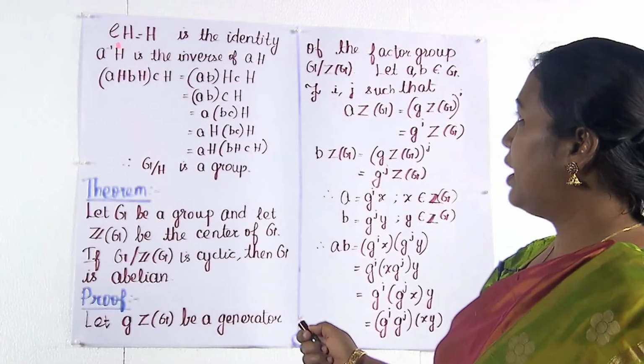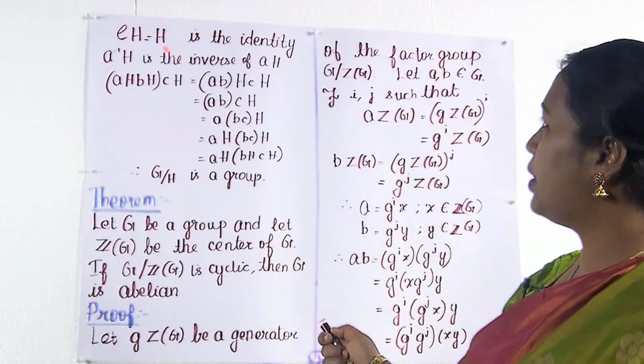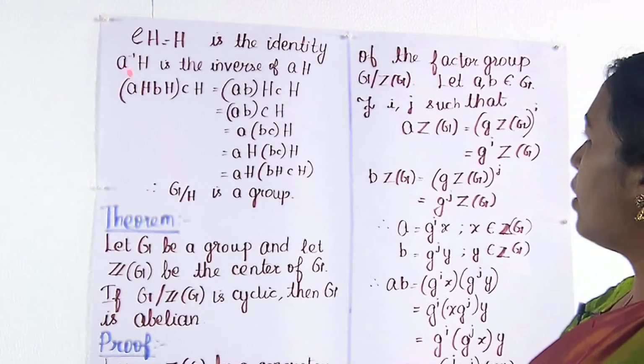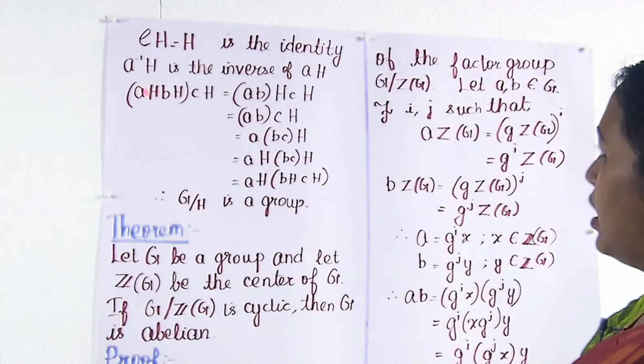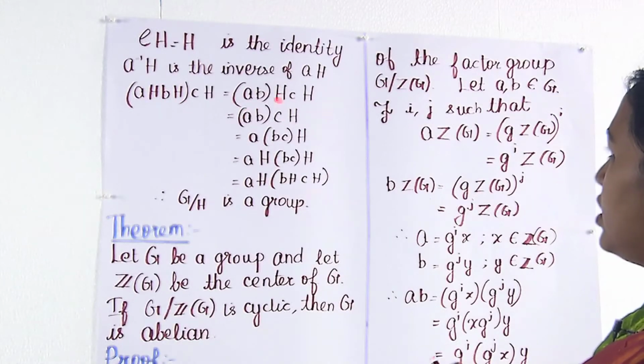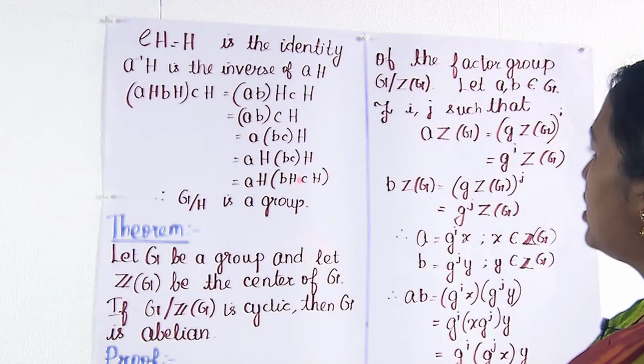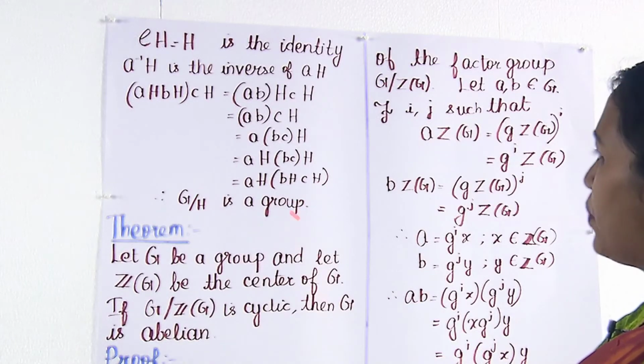Now, for this group G/H, clearly eH is equal to H is the identity element, a inverse H is the inverse of aH, and now we shall prove the associative property. aH times bH times cH is equal to ab times HcH, that is equal to ab times cH, and that is equal to a times bc times H, that is equal to aH times bc times H, that is equal to aH times bH cH. So, we have proved that the associative property exists. Clearly, G/H is a group, we have proved so.